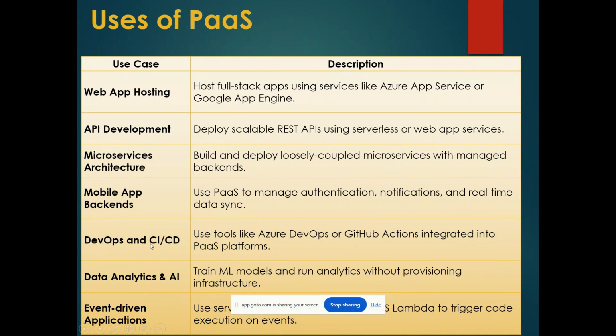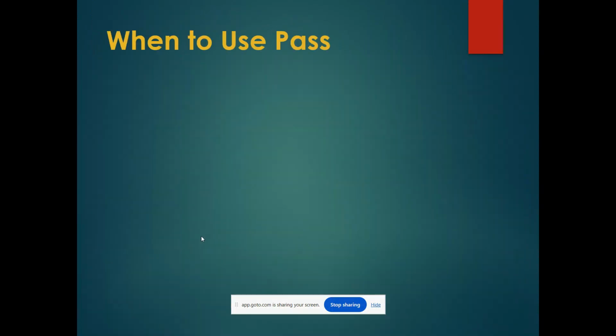And DevOps and CI/CD, what we saw a minute before. So use tools like Azure DevOps or GitHub Actions integrated into PaaS platforms. And data analytics and AI, train ML models and run analytics without provisioning infrastructure. So event driven applications. Okay, so these are the uses of PaaS.